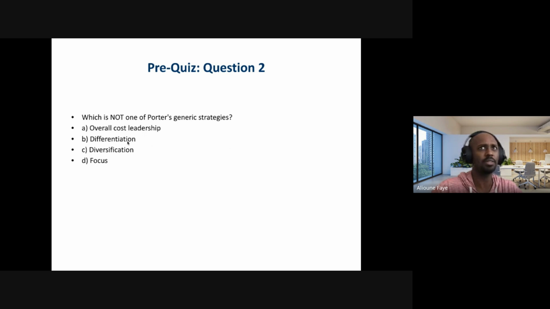We'll just do two questions and then we'll get started here. So, what is not one of Porter's generic strategies? Is it overall cost leadership, differentiation, diversification, or focus? And I will load the question here. A, B, C, or D. Launch. All right, so you should see the notification pop up right now. What is not one of Porter's strategies?